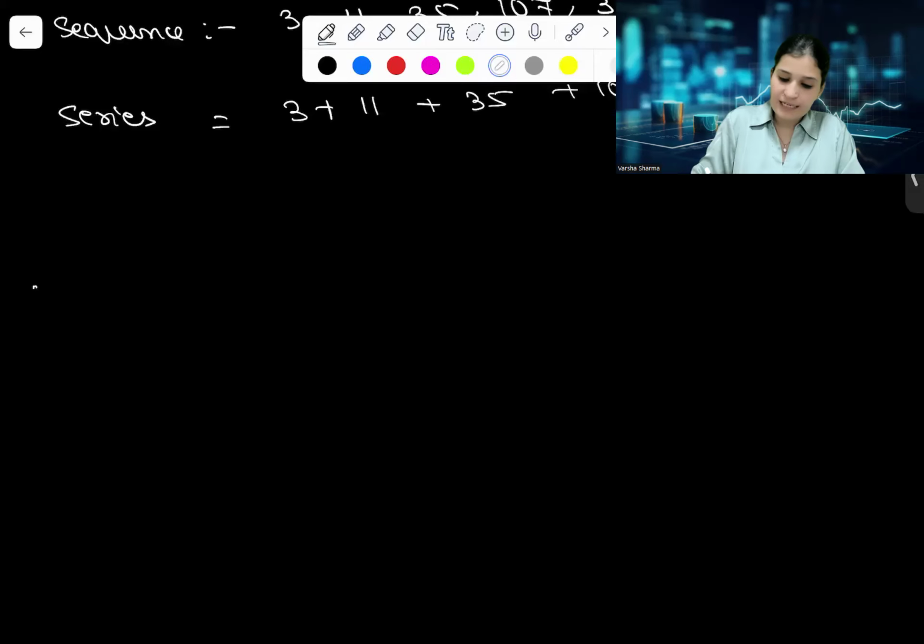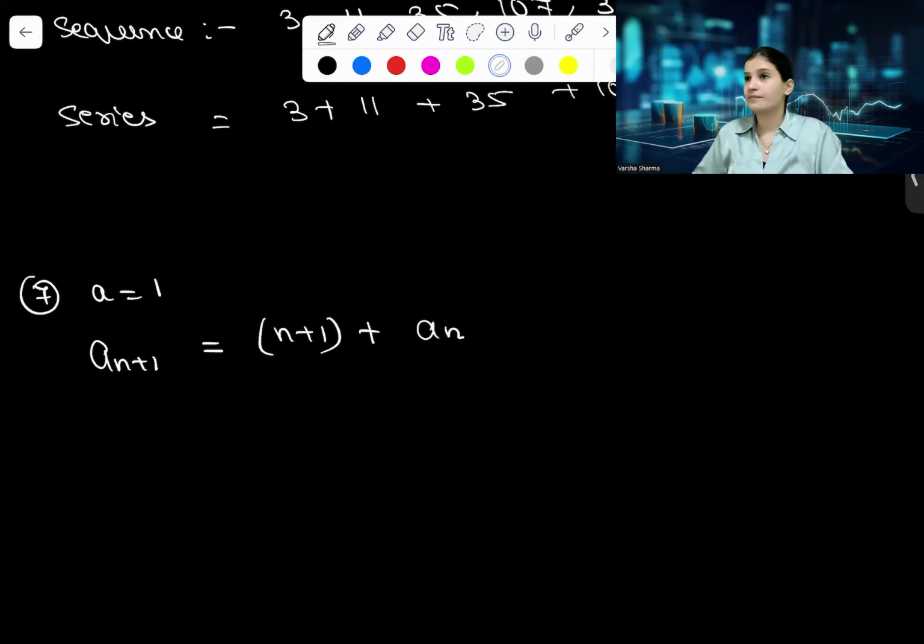Question number 7, let's complete. I'll come back to 6. The first term of a sequence is 1, and the n plus 1th term is obtained by adding n plus 1 to the nth term. This is what they have told us. Agreed? So we want to find out the 6th term.